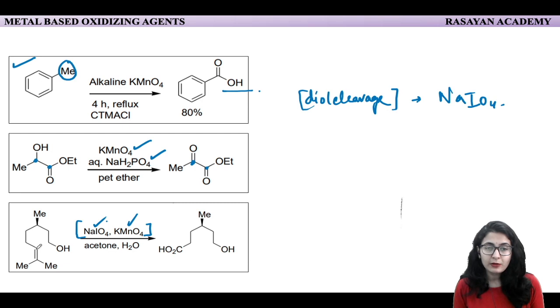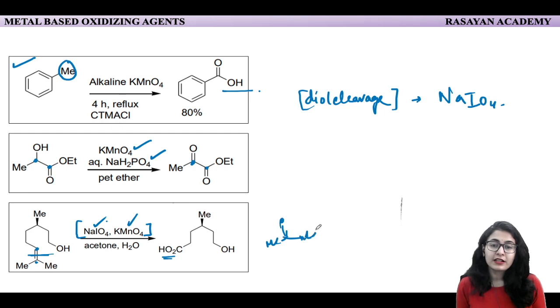Okay, so यहाँ पे diol बनेगा and that is going to be cleaved. So you break it from here. This carbon is going to give you the acid, and this carbon is going to give you the ketone, like this. Okay, so that's what you're going to have.